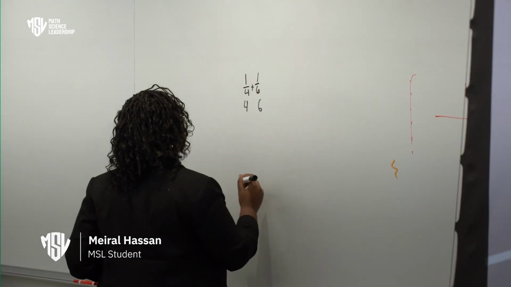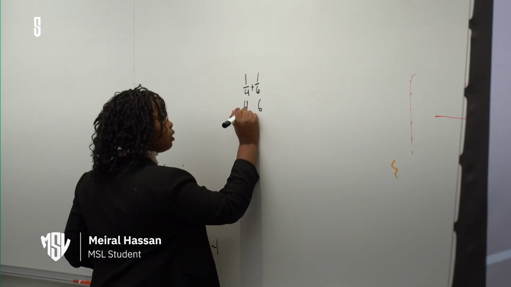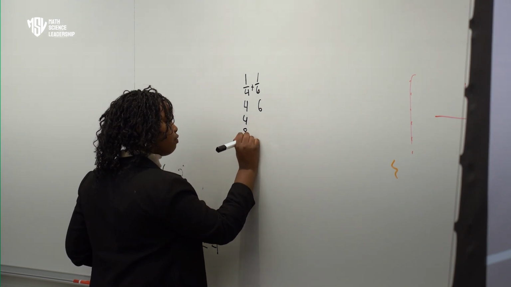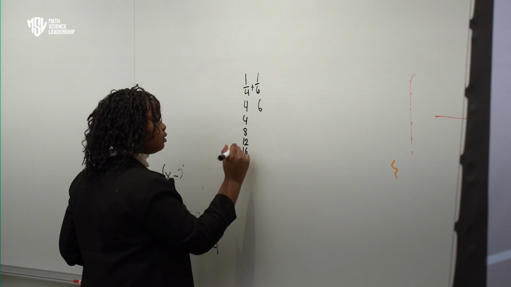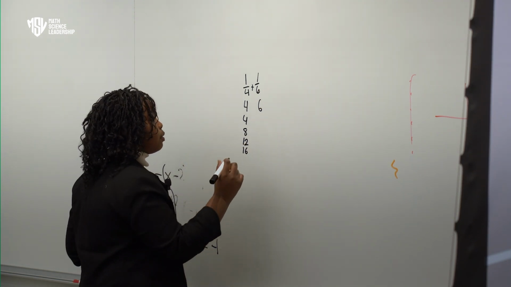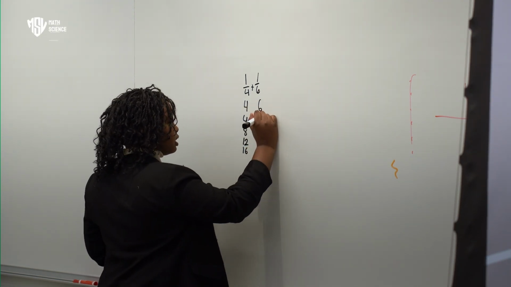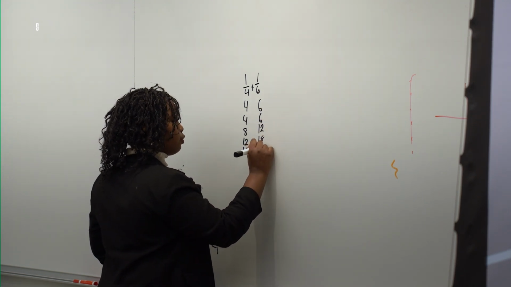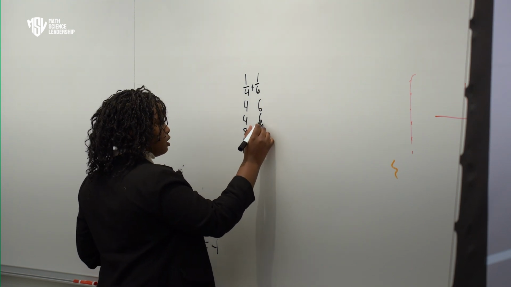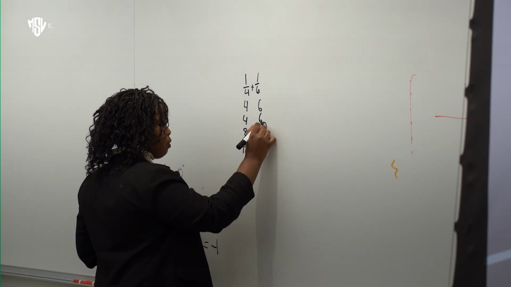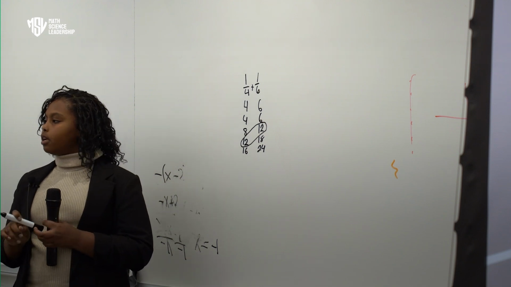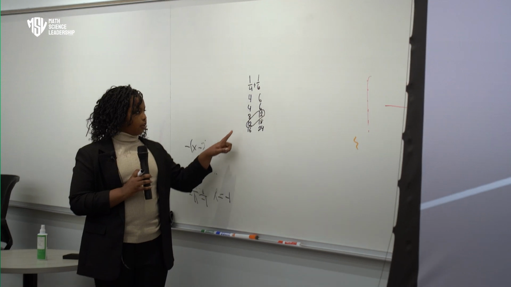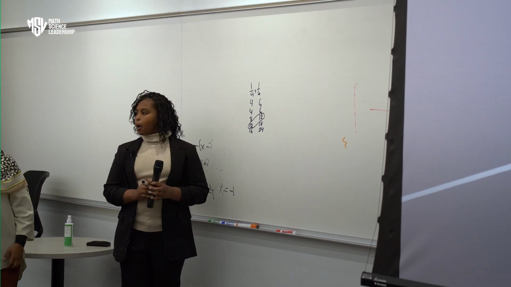Now we have to identify the multiples. The multiples of 4 would be 4 times 1 is 4, 4 times 2 is 8, 4 times 3 is 12, and 4 times 4 is 16. The multiples of 6 would be 6 times 1 is 6, 6 times 2 is 12, 6 times 3 is 18, and 6 times 4 is 24. So now we know that 12 is the least common denominator because it is the smallest multiple that is found in both of the multiples of these denominators.